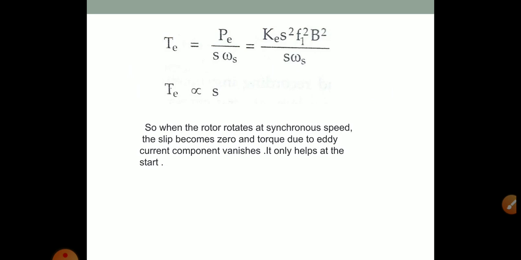Now the torque equation for the eddy current loss is given as power loss due to eddy currents divided by S times omega S. So it becomes Ke S square f1 square B square divided by S omega S. So we get the relation that the torque developed due to eddy currents Te is directly proportional to relative speed S. So when the rotor rotates at synchronous speed Ns, that means S equals 0. So the eddy current torque Te is also equal to 0 because it is directly proportional to slip S.